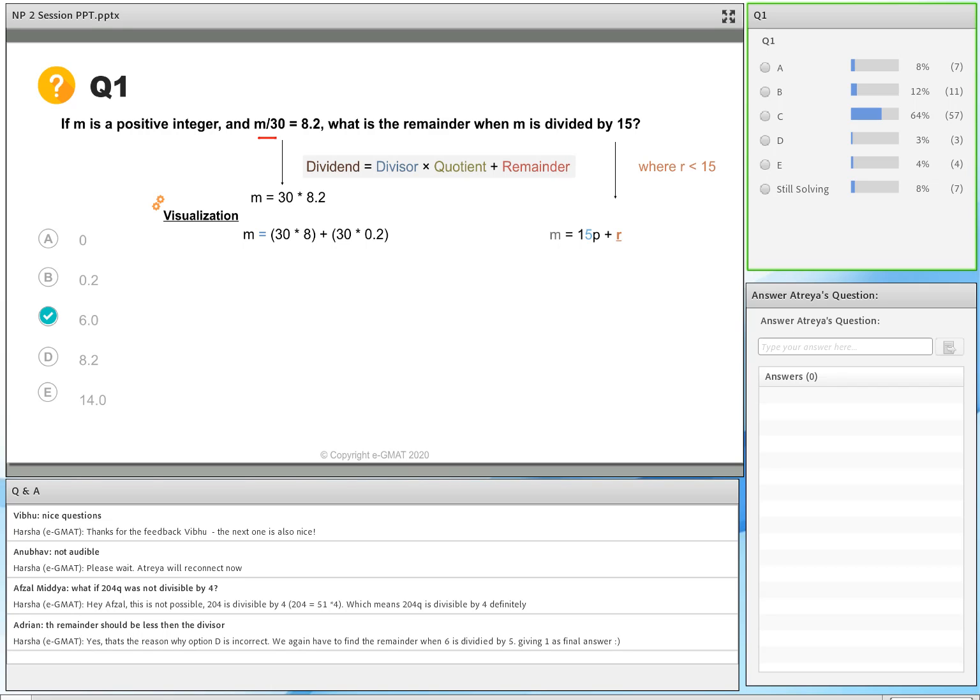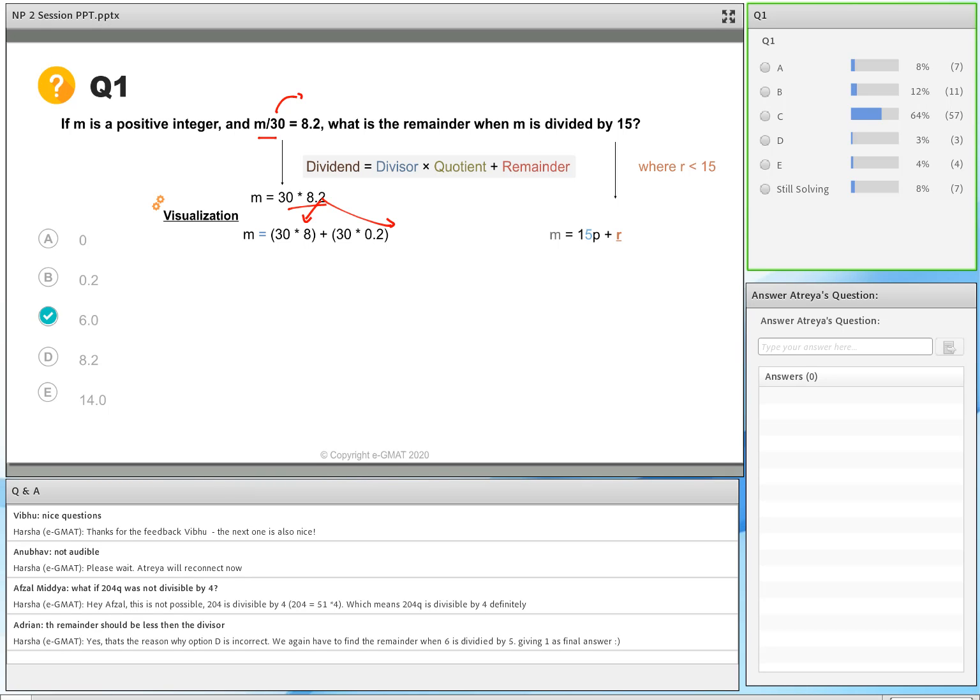Firstly, m is equal to 30 times 8.2 because m by 30 is equal to 8.2. So I just take 30 towards the right hand side and can write m to be equal to 30 times 8.2. Now, if m can be written as 30 times 8.2, I divide 8.2 into two parts. One is 8, the other is 0.2, right? Now, I have 30 times 8 plus 30 times 0.2.